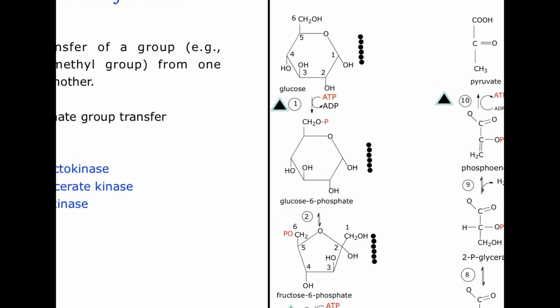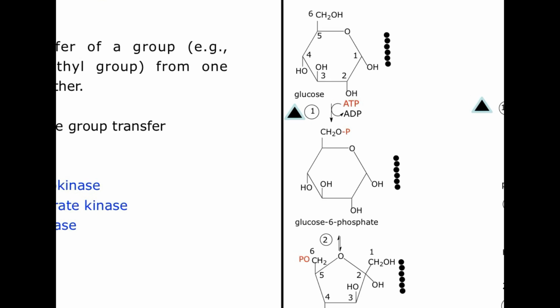If you look at reaction 1 here, you can see that a phosphate is being transferred from ATP to position number 6 on the glucose. So here is the phosphate that came from ATP to give us glucose 6-phosphate. This is a transfer of a phosphate from ATP to glucose, from one substrate to another substrate.